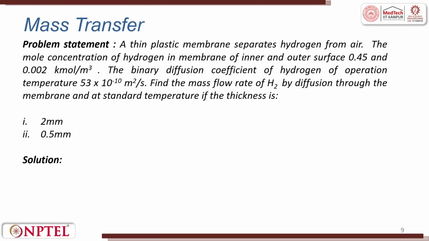So, there is another problem statement. It says a thin plastic membrane separates hydrogen from air. The mole concentration of hydrogen in the membrane at the inner and outer surface is 0.45 and 0.002 kilomoles per meter cube respectively. The binary diffusion coefficient of hydrogen at operation temperature is 53 into 10 raised to the minus 10 meters square per second. Find the mass flow rate of hydrogen by diffusion through the membrane at standard temperature if the thickness is 2 mm, secondary thickness is 0.5 mm. So, I will calculate it for case 1, case 2 I will leave it for you.